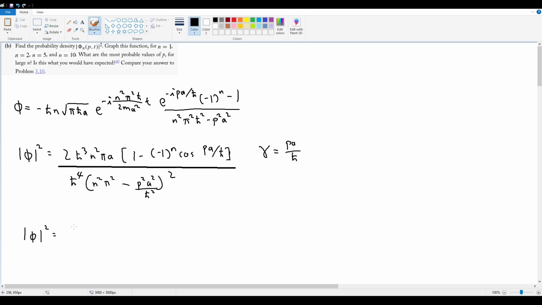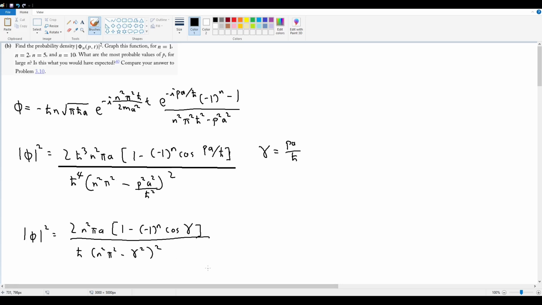In which case, that's going to give you 2n squared pi a times 1 minus negative 1 to the n cosine pa over h bar, which I'm actually just going to preemptively call gamma, divided by h bar n squared pi squared minus gamma squared, like that.